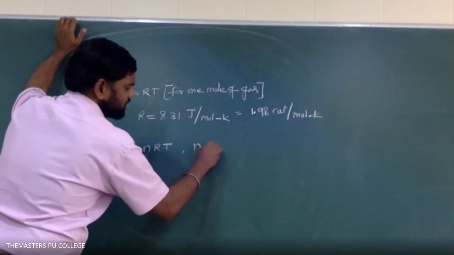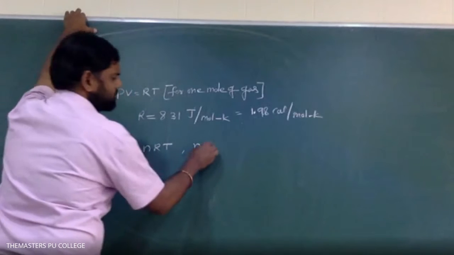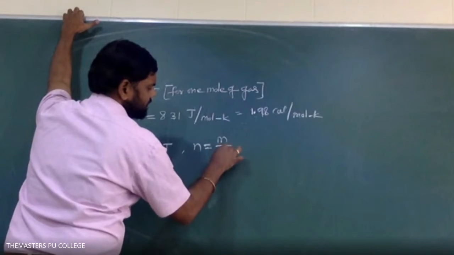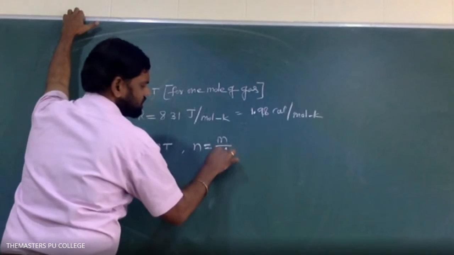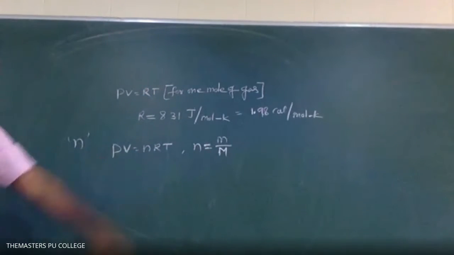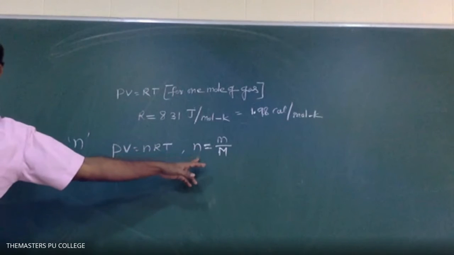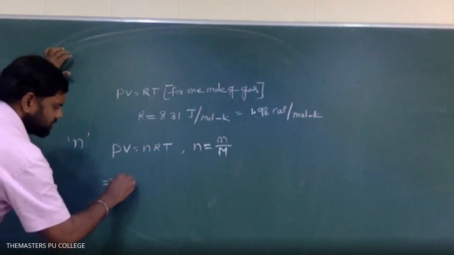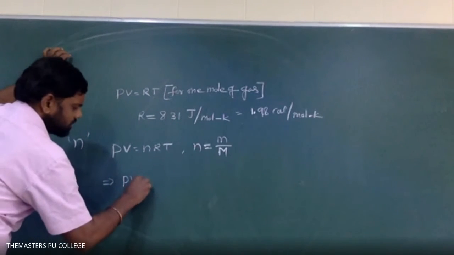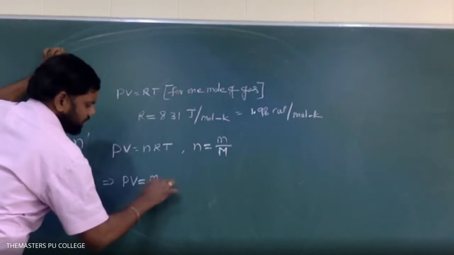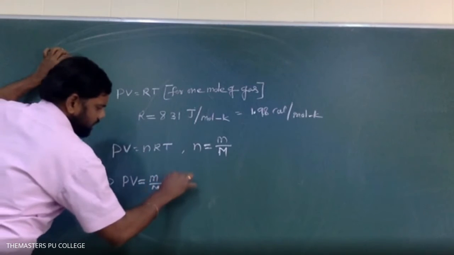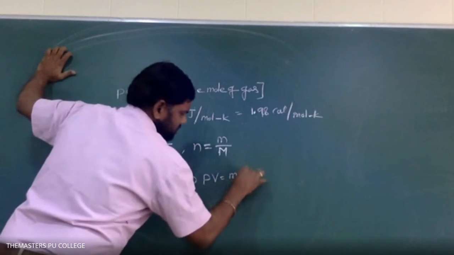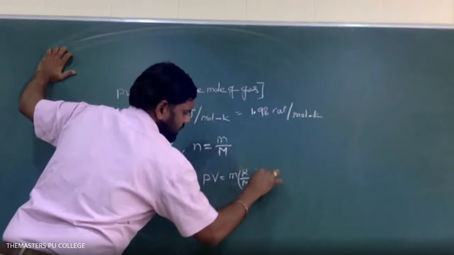where n is equal to what can we write? There are two formulas. First, let us go with m by capital M. What does m by capital M stand for? Mass of gas by its molecular mass. n equals m by capital M. If I substitute that value, we get PV equals m by capital M into RT.